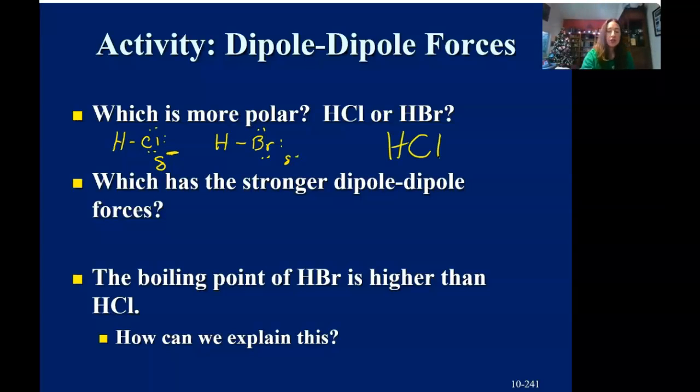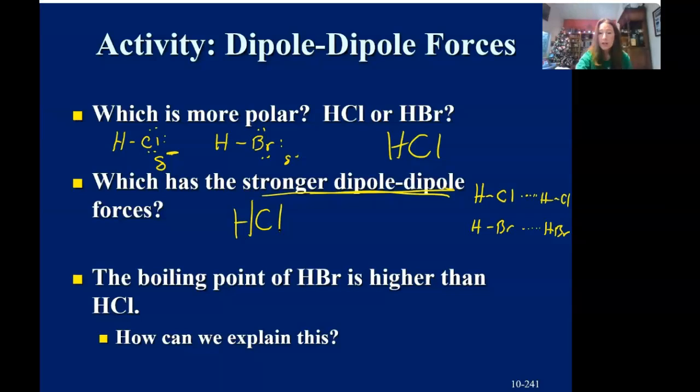Now, after that question, which one's going to have the stronger dipole-dipole forces, HCl or HBr? Remember, dipole-dipole force means when HCl is attracted to another HCl, or when HBr is attracted to another HBr. Which one's going to be stronger? Yeah, HCl. Because the reason it's stronger is that this is more negative and this is more positive, so the attraction between them is stronger. This is less negative and this is less positive, so it's a weaker attraction.